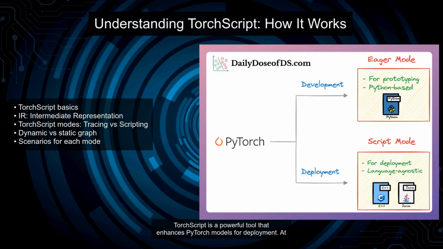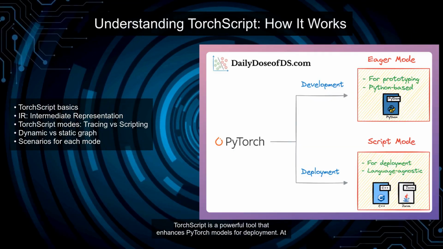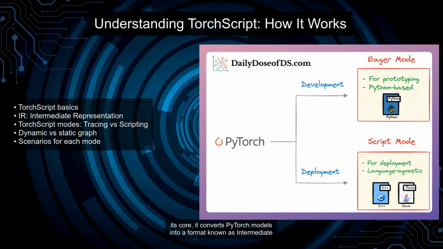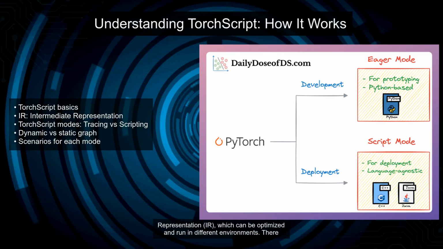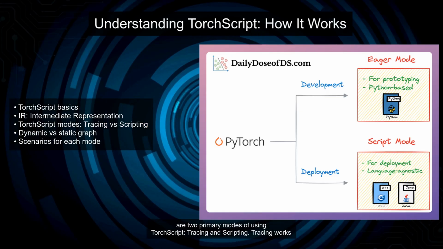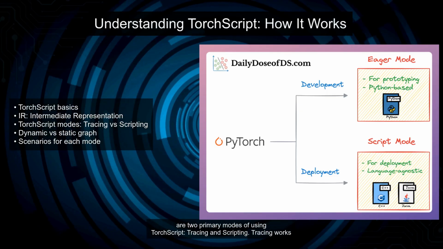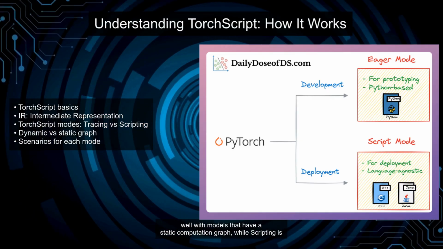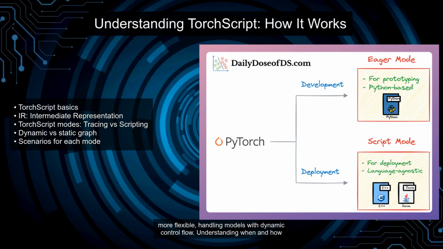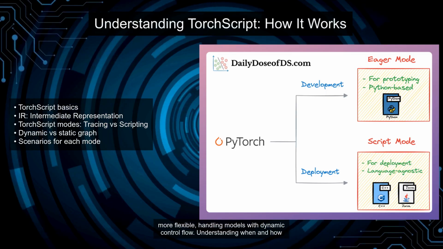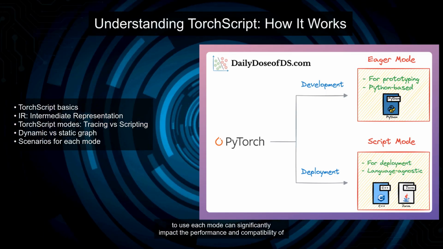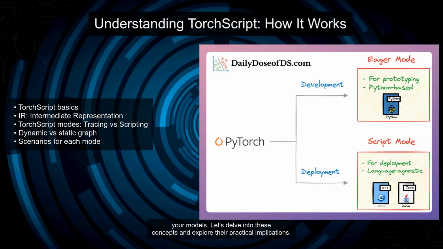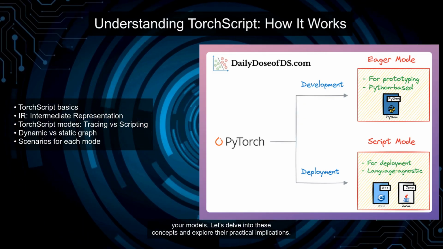TorchScript is a powerful tool that enhances PyTorch models for deployment. At its core, it converts PyTorch models into a format known as intermediate representation, IR, which can be optimized and run in different environments. There are two primary modes of using TorchScript: tracing and scripting. Tracing works well with models that have a static computation graph, while scripting is more flexible, handling models with dynamic control flow. Understanding when and how to use each mode can significantly impact the performance and compatibility of your models. Let's delve into these concepts and explore their practical implications.